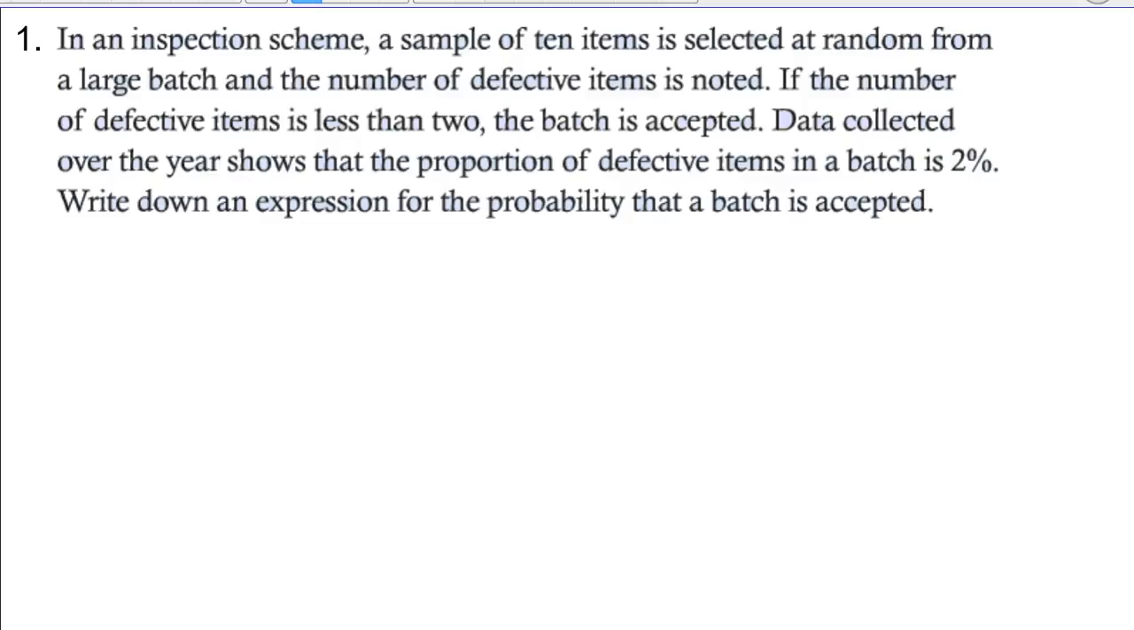In an inspection scheme, a sample of 10 items is selected at random from a large batch, and the number of defective items is noted. If the number of defective items is less than 2, the batch is accepted. Data collected over the year shows that the proportion of defective items in a batch is 2%. Write down an expression for the probability that a batch is accepted.